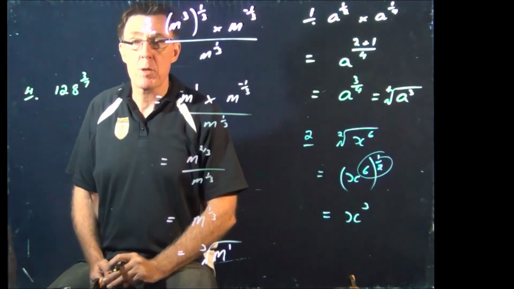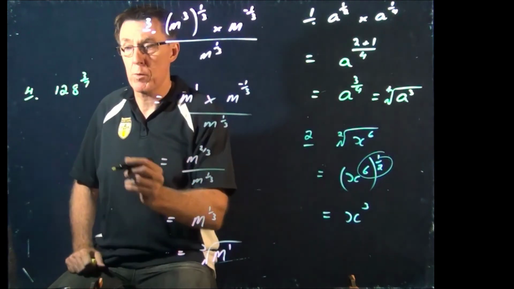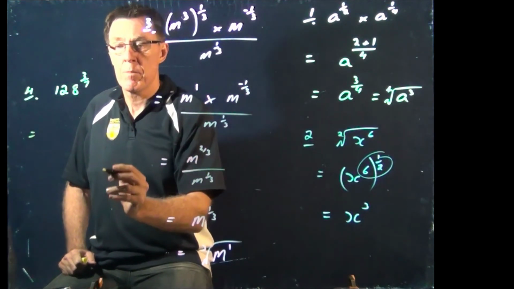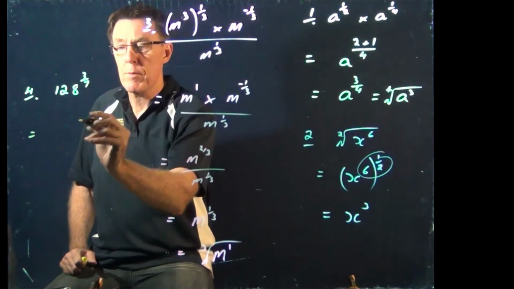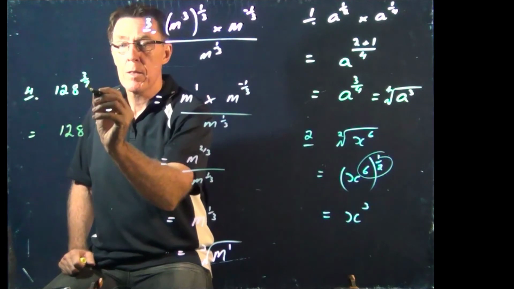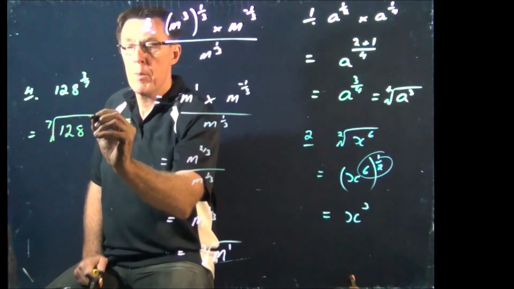Example number 4: 128 raised to the power of 3/7. So let's put our rule number 9 into its reverse form. We're going to do this without a calculator, by the way. So 3/7, so 128. The 7 on the bottom is the 7th root that I'm taking, to the power of 3.